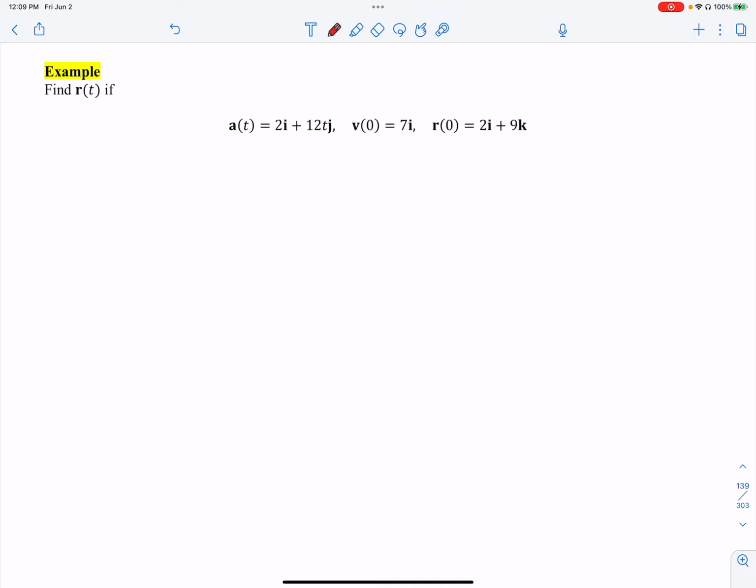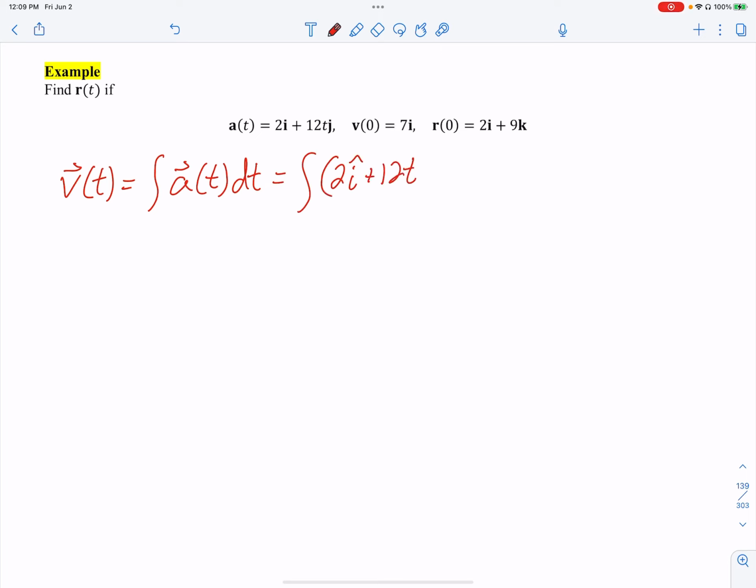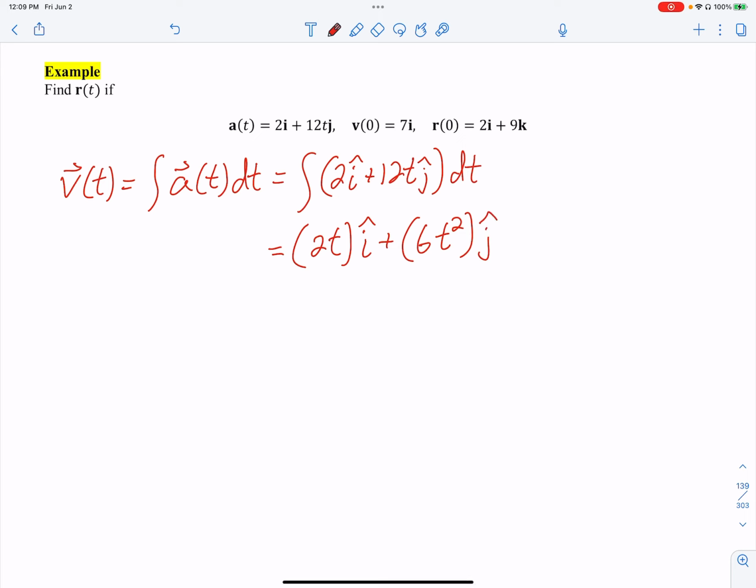All right, so let's start. A of t equals that. So if I want to find v of t, the velocity, then that is the integral of a of t dt. So that's the integral of 2i plus 12tj dt. We can do that. I'm not going to write these out separately because that one's pretty straightforward. We get 2ti plus, go up by 1, divide by the new one, I get 6t squared j. You can also check that by taking the derivative.